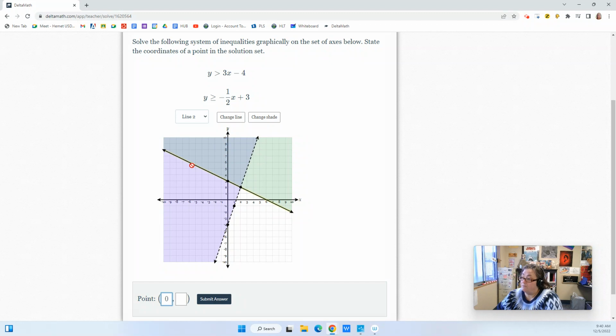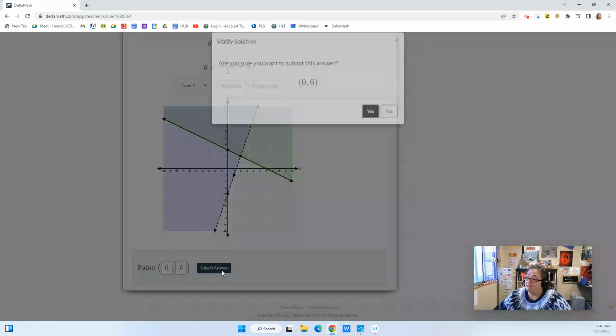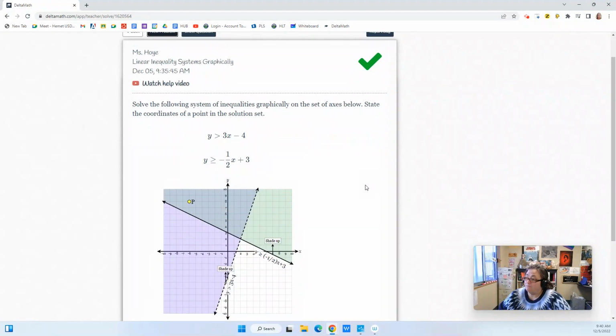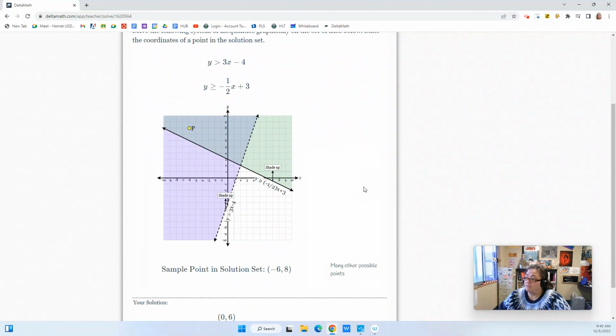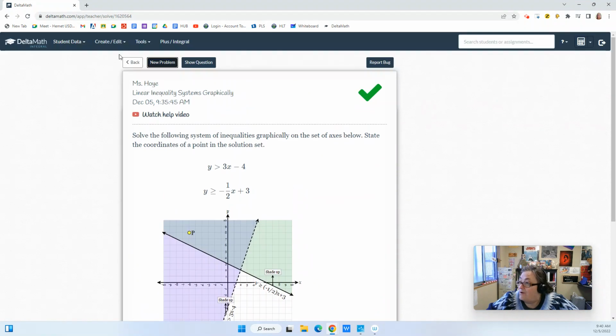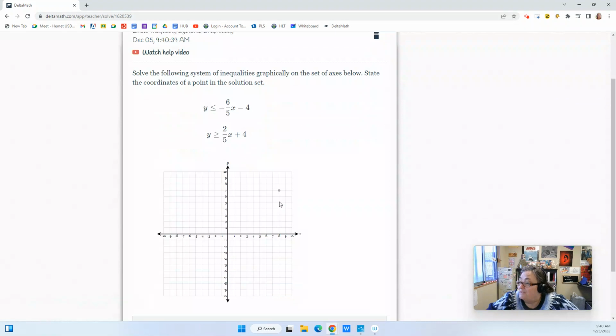So I'm going to go 0 and 6. We're going to hit submit answer. It's not so bad, right? Sometimes you'll see a different sample point in there. If you get it wrong, let's go see what it looks like when we get one wrong. Let me torture myself and submit a wrong answer on this one.